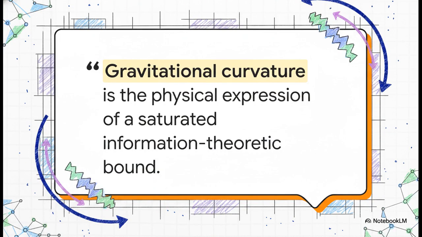Which leads us to this massive realization. Gravitational curvature is the physical expression of a saturated information-theoretic bound. Really think about that for a second. What we experience as solid matter is simply regions of maximally compressed, unramified arithmetic data. Gravity isn't just some arbitrary pulling force. It is the absolutely necessary geometric distortion required to maintain the structural stability and unitary closure of a massive algebraic network. Literally, it stops spacetime from tearing itself apart.